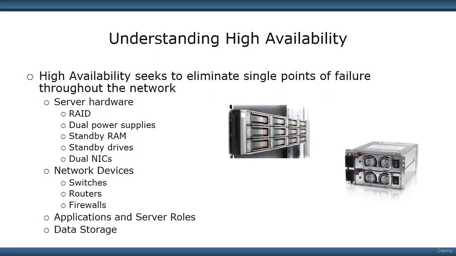So let's start with high availability. High availability, as I said, looks across the network and looks for single points of failure with the goal of eliminating the single point of failure. If you have any single point of failure, then the failure of that device or component would bring the system down, right? And so therefore we want to try to find those single points of failure and eliminate them. Okay, and this is done in various places.